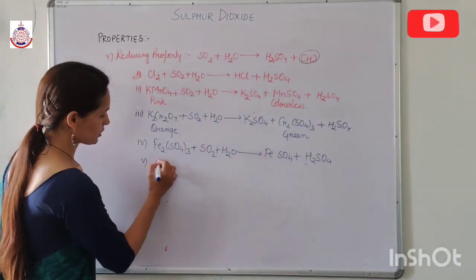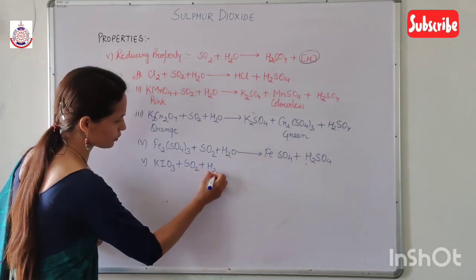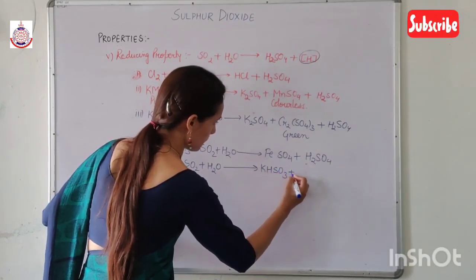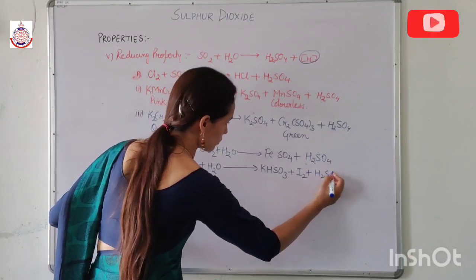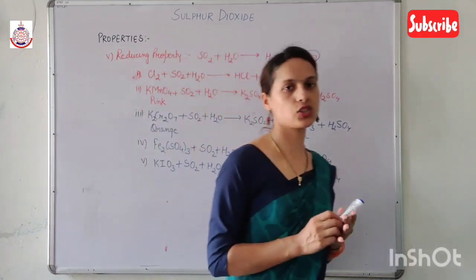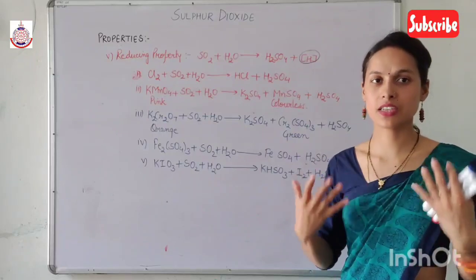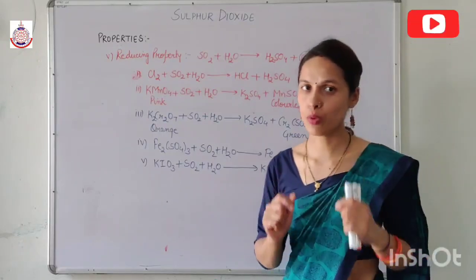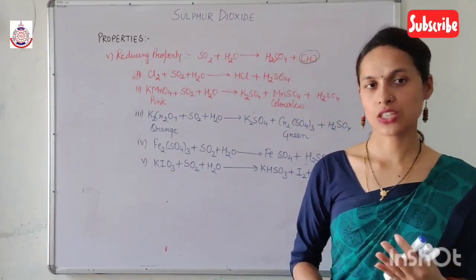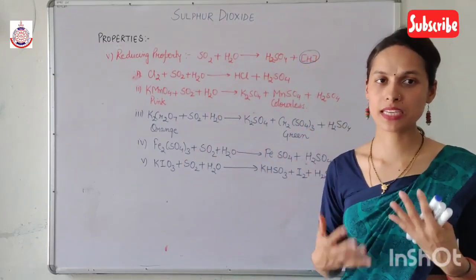Now the next reaction: KIO3 reacts with SO2 in the presence of moisture, then we get KHSO3 plus I2 plus H2SO4. So through these reactions, we get to know that sulfur dioxide behaves as a reducing agent in the presence of moisture. In the presence of moisture, sulfur dioxide acts as a good reducing agent because it releases nascent hydrogen, which helps in the reduction.